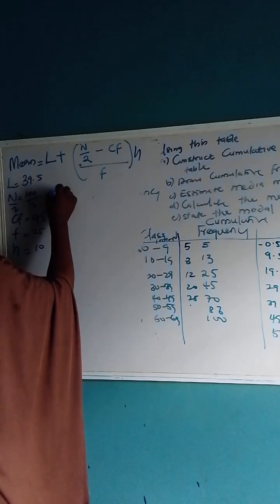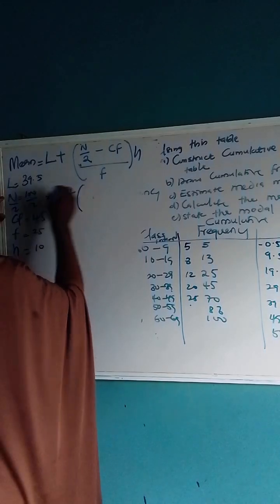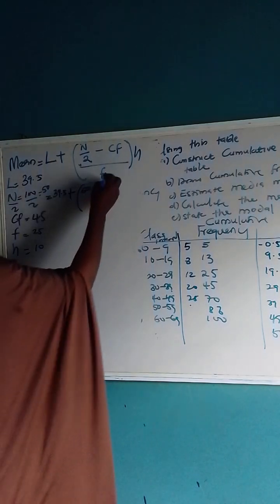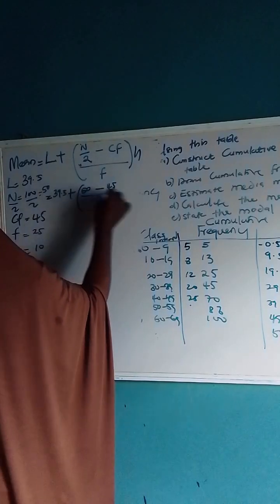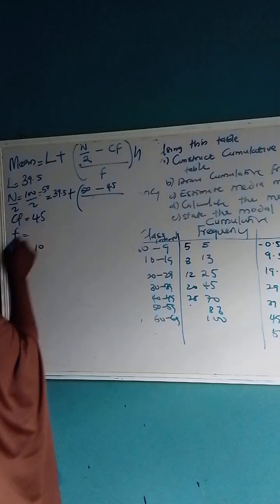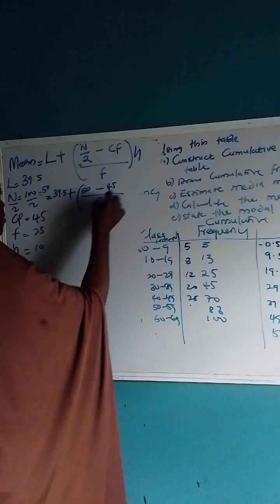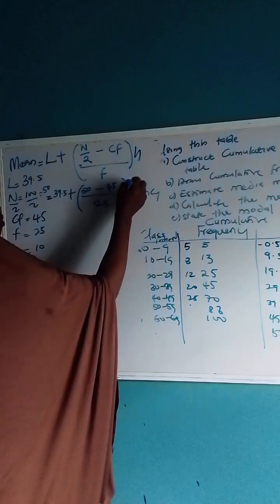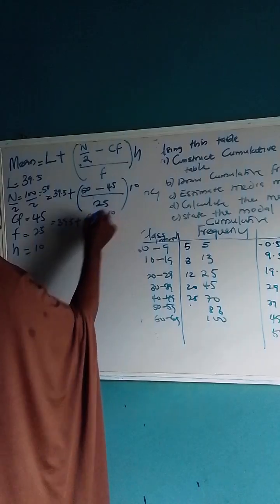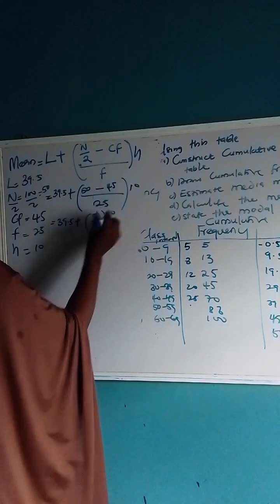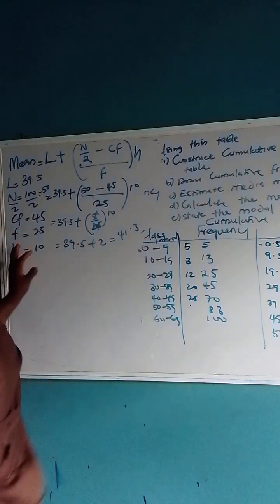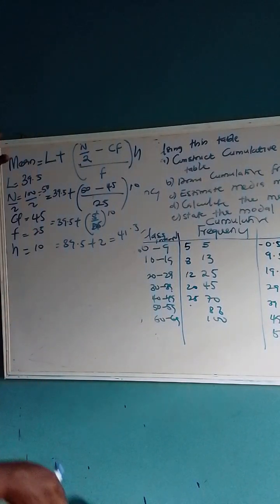So our L is 39.5 plus n over 2. Our n over 2 is 100 divided by 2, which is 50, minus the cumulative frequency before the median class, 45. Sorry, the frequency is 25. Then the class width is 10. So now we get 39.5 plus 5 over 25 times 10. So that's 1 over 5 times 10. So we get 2. So 39.5 plus 2 is going to give us 41.5. So our median is 41.5. And that one alone will earn you a mark as well.